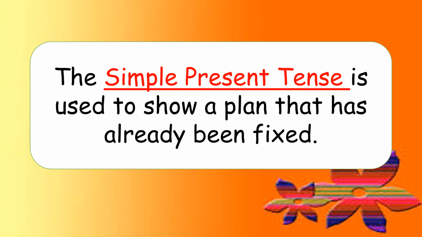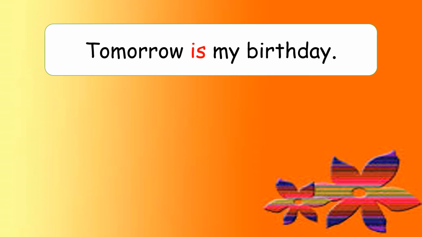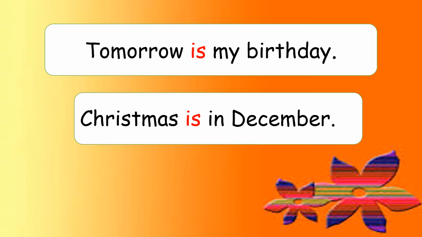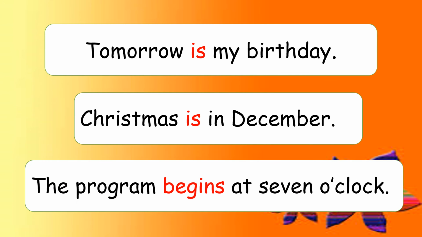We can also use the simple present tense of the verb to show a plan that has already been fixed. Like, tomorrow is my birthday. Christmas is in December. The program begins at 7 o'clock.